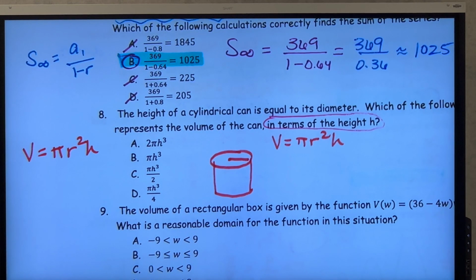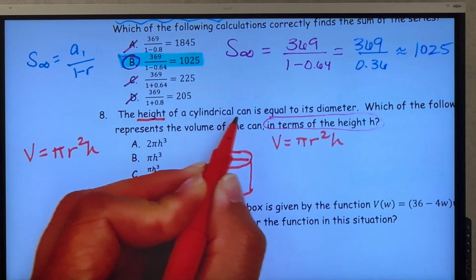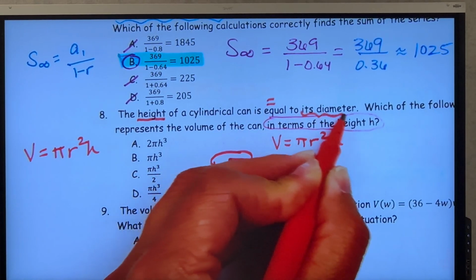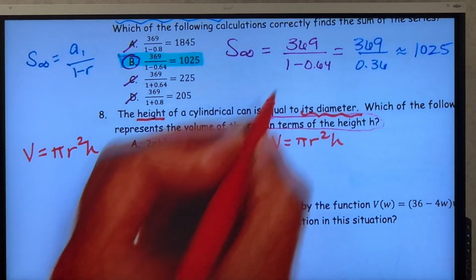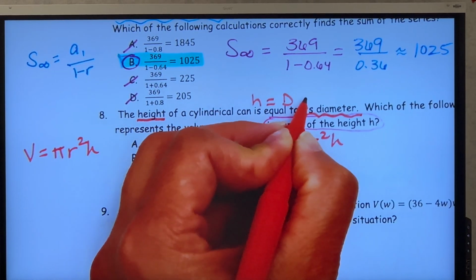We need to get rid of the r. So we need to replace the r with something in terms of h. Okay, so let's see. What we can do is use the first sentence. It says something about h. It says the height of a cylinder can is equal to its diameter. So that's telling me that height equals the diameter.